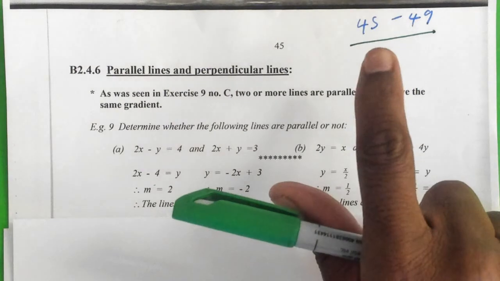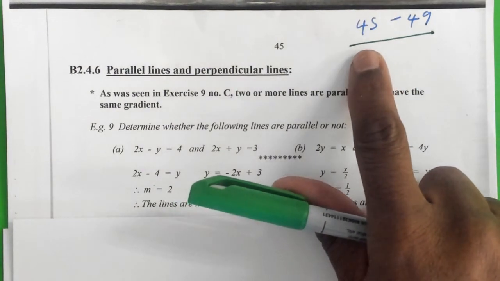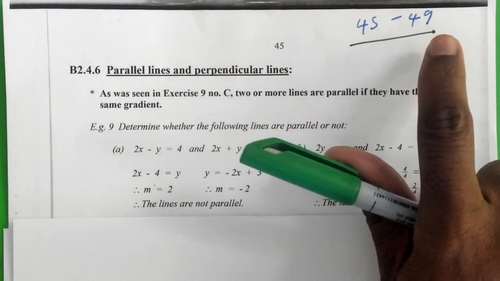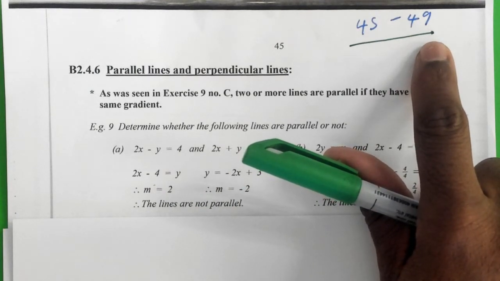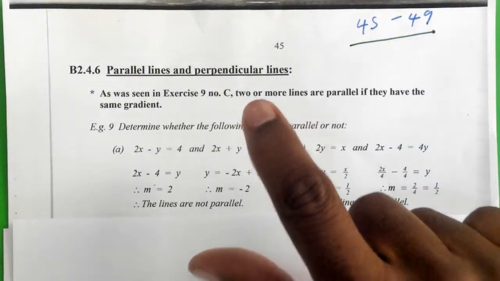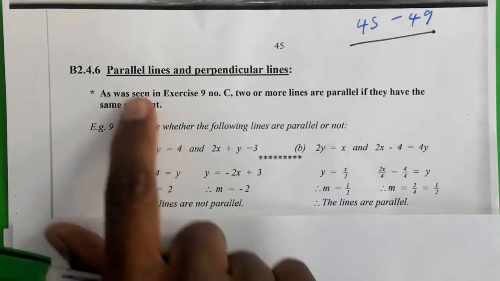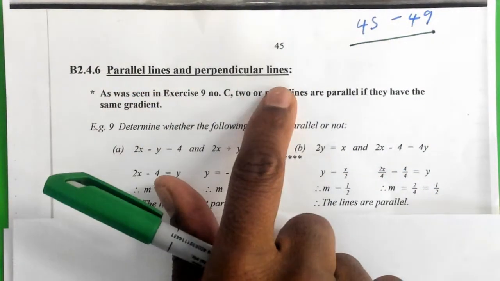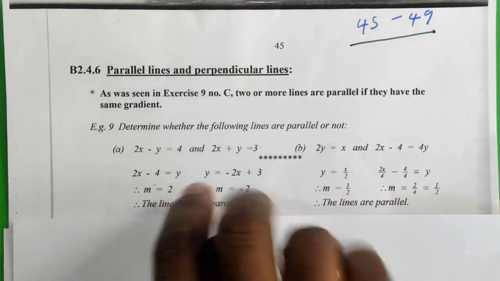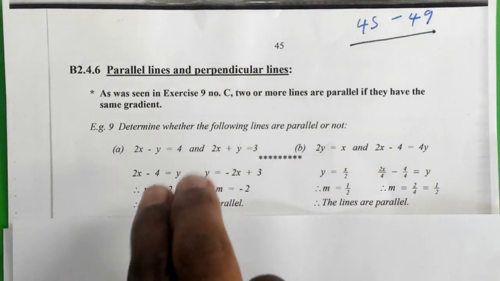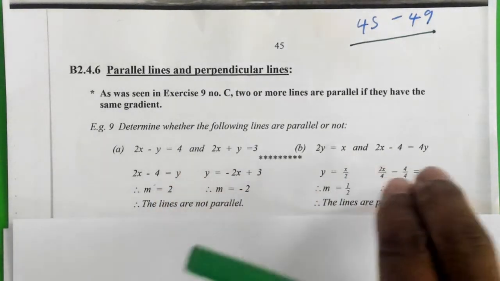Okay, today guys I'd like you to focus on page 45 to page 49 of your ABC book B. The focus is to do parallel lines and perpendicular lines. So let's look at a few examples before you do your exercise. I'll look at examples exactly from your ABC.